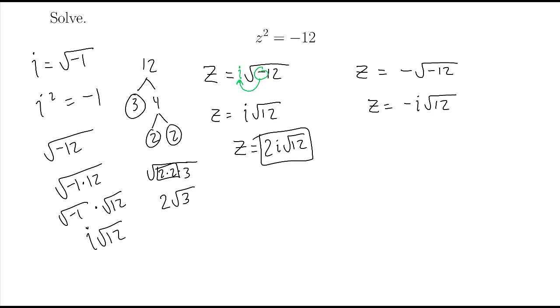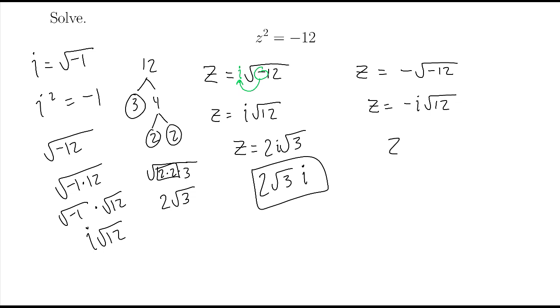Okay, you might also see it like this. 2i, oh, not 12, silly, it's a 3. There we go, 2i square root of 3. Or you might see it as 2 square root of 3 i. In this case, same exact thing, negative 2 square root of 3 i. All right, so there we go. Our solutions are non-real, okay, but they are solutions nonetheless. 2 square root of 3 i and negative 2 square root of 3 i.